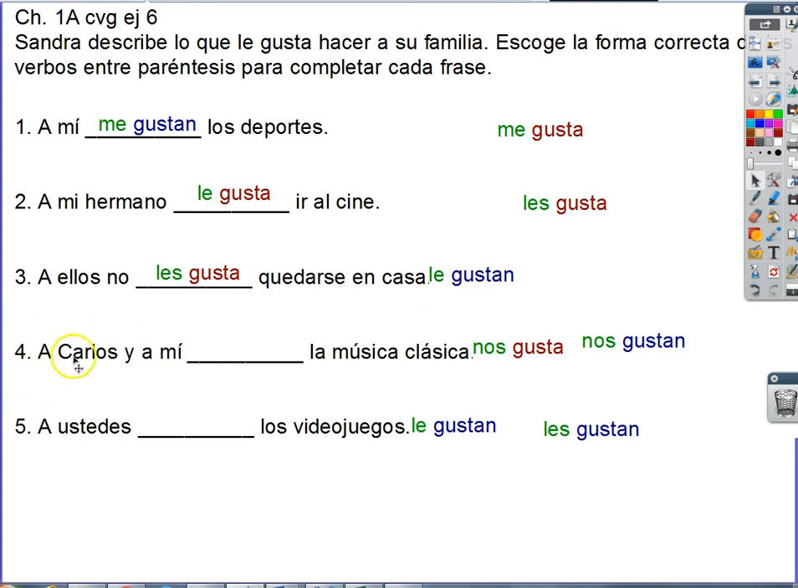Number 4, a Carlos y a mí. Well, that's saying Carlos and I like something, so it's definitely going to be nos. And then it's la música clásica. We like classical music. We like it. This is singular, so we need gusta. And a ustedes would be les.